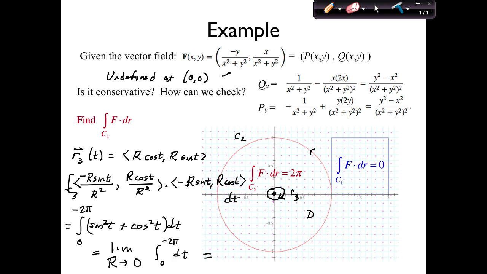So when capital R gets really, really small, what happens to that? It doesn't care about capital R. It has nothing to do with capital R. So you can make it as small as you want, and its value will still be what? Negative 2 pi. And that's what we were hoping.